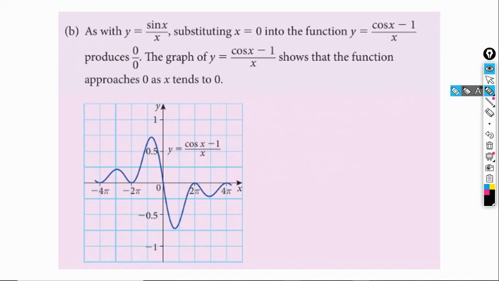So now for part B, as we did with sine of x over x, if we plug in 0 in cosine of x minus 1 over x, it will be undefined, right? But if we look at the graph, what happens as x approaches 0? Well, we can see it right here. The function tends to 0, right? So we can say then that the limit of cosine of x minus 1 over x as x approaches 0 is 0. And this is also another important limit that we will need to solve problems with trigonometric limits.